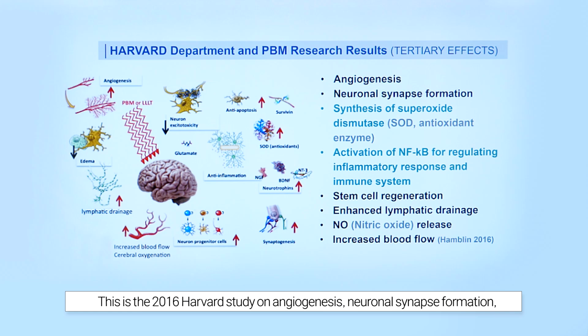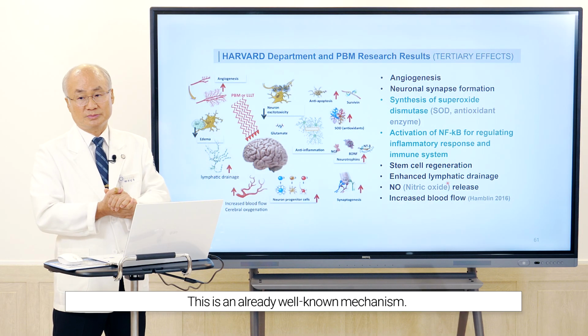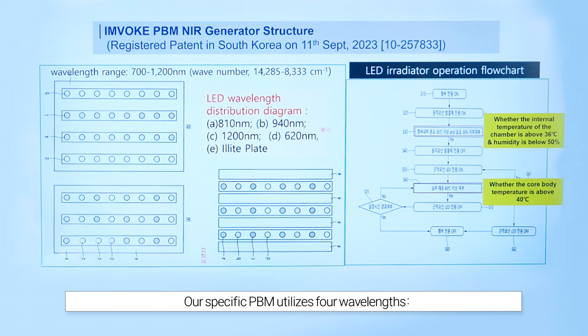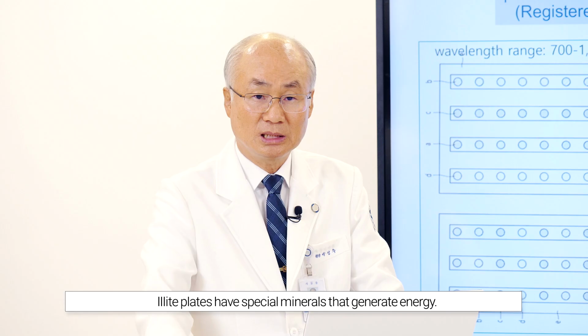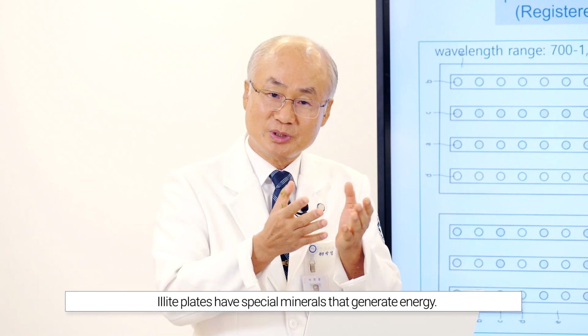Okay, this is the 2016 Harvard study: angiogenesis, neural synapse formation, then SOD formation, activation of NF-kappa B, and also stem cell regeneration. It also enhances lymphatic drainage, especially as NO, nitric oxide, is released, increasing blood flow. It is already a well-known mechanism. Our specific PBM has 4 kinds of wavelengths: 810, 940, 1200, 620. It is covered with illite plate. Illite will generate energy, very special minerals.